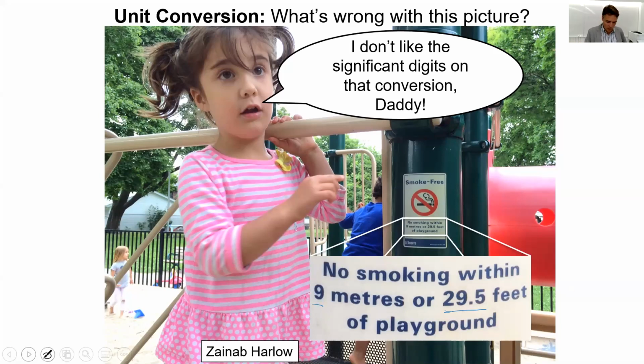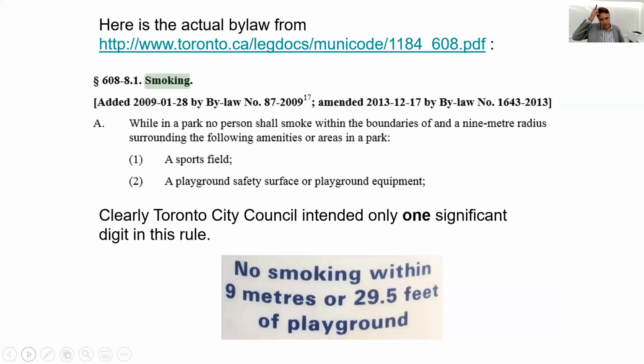So I actually went to the bylaw from www.toronto.ca, and there are legal documents about smoking. In 2013, City Council voted that while in a park, no person shall smoke within the boundaries and a 9-meter radius surrounding the playground. So clearly, City Council only really intended 1 significant digit in this rule.